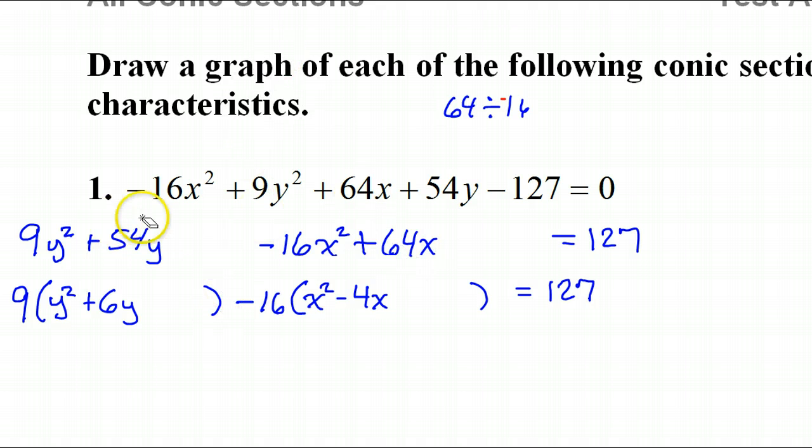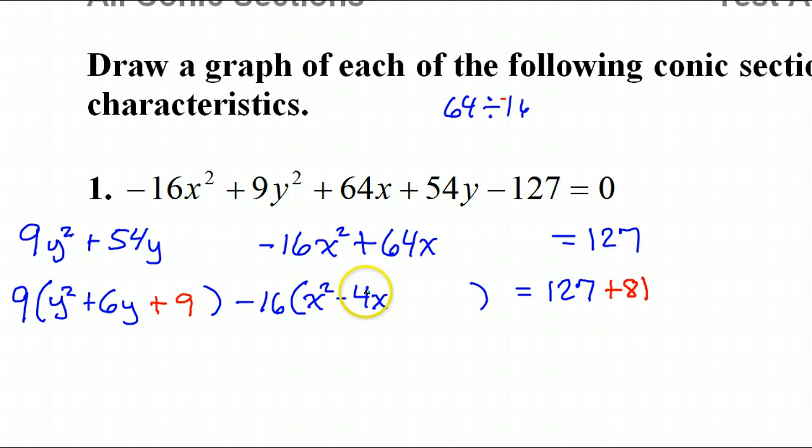Now I can complete the square. Half of 6 is 3. 3 squared is 9. So I'm going to have a 9 there. Now, normally I would add 9 to this side to balance that out. But this is not really a 9. Because there's this 9 out front that's ready to distribute, this is really 9 times 9, which is 81. So I really have to balance this change out with an 81.